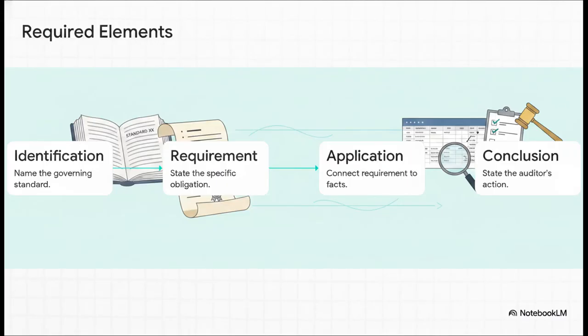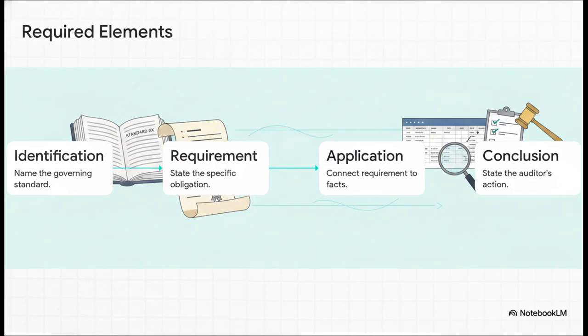Okay, so there is a mandatory 4-part anatomy to a valid answer. You literally cannot skip these. Step 1 is identification. You've got to name the standard, the section, or the clause. Don't just give a vague description. Name it. Step 2 is the requirement. Once you've named the rule, explicitly state exactly what it obliges the auditor to do.